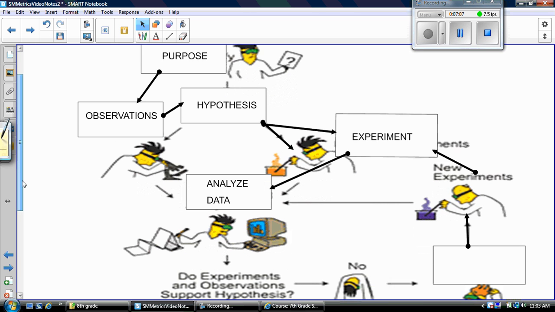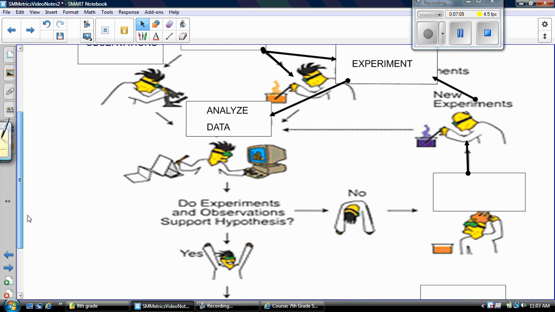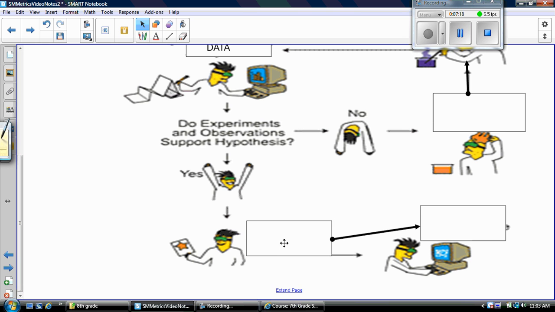Then our crazy scientist guy is going to answer this question. Do his experiments and observations, so does his data, support his hypothesis? If it's yes, then he can form a conclusion. He can write up a conclusion and then share results.